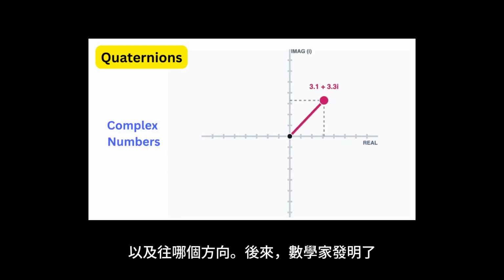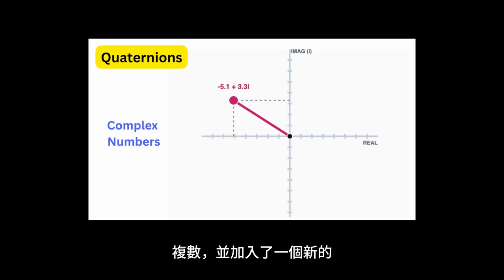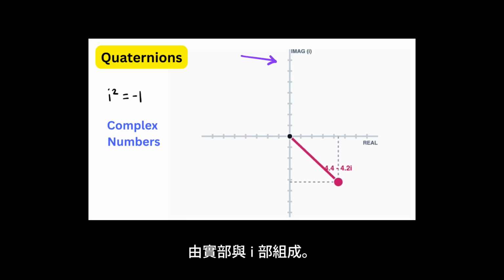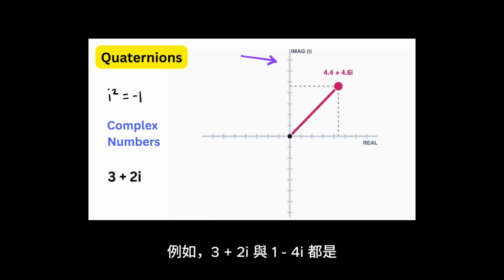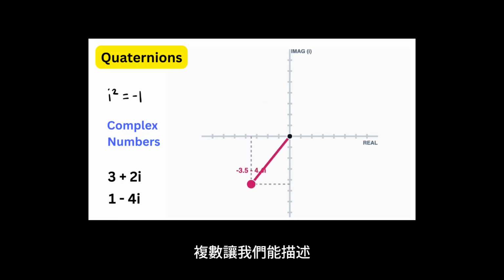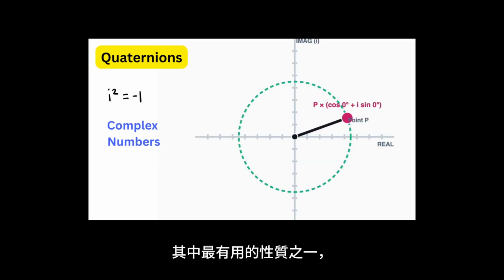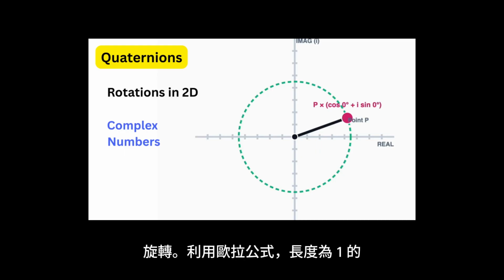Later, mathematicians invented complex numbers, which added a new direction called i. A complex number consists of a real part and an i part. For example, 3 plus 2i and 1 minus 4i are both complex numbers. Complex numbers allow us to describe things that ordinary numbers cannot. One of their most useful properties is that they can represent rotations in 2 dimensions.